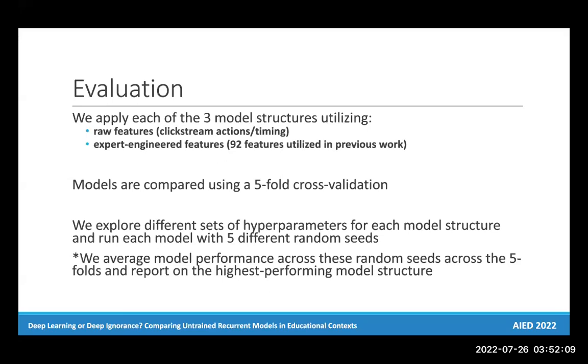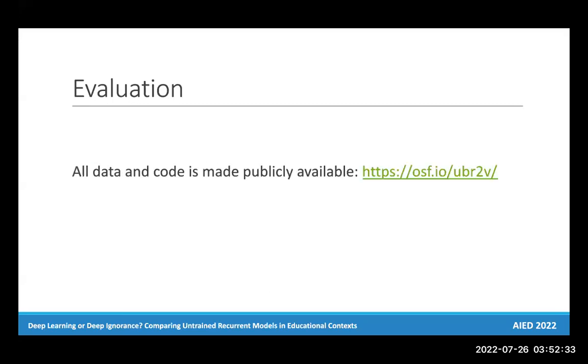Although I will also note that even though we did this with 5 different random seeds, the performance of these untrained models didn't actually vary that much. So it wasn't the case that we got a model that gave random chance one time and then performed really well the next time. They were pretty consistent in terms of the performance that they were giving, which was also an interesting thought. And the evaluation itself is maybe a little bit confusing, and some of these models are maybe unfamiliar to you. I will note that all of the data and the code that we used is publicly available, and I'll give this link at the end as well.